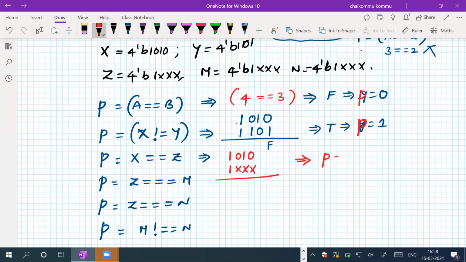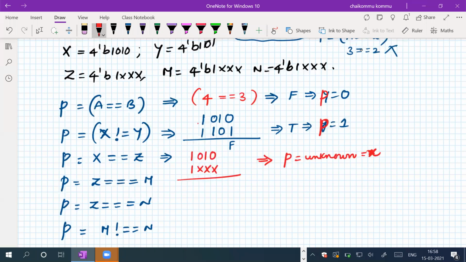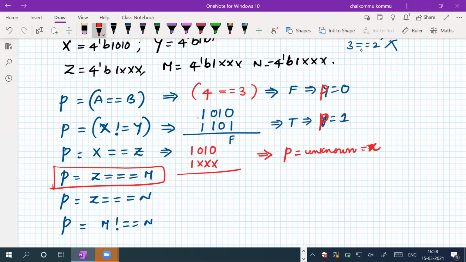Now what about Z? So far so good. Now we enter into the case equality. Case equality means X cannot be violated. Unknown value cannot be violated. That means X and X also comparable, Z and Z also comparable. Okay, let us see that one. Z is actually, for example, X1X. What about M? M is 1X.